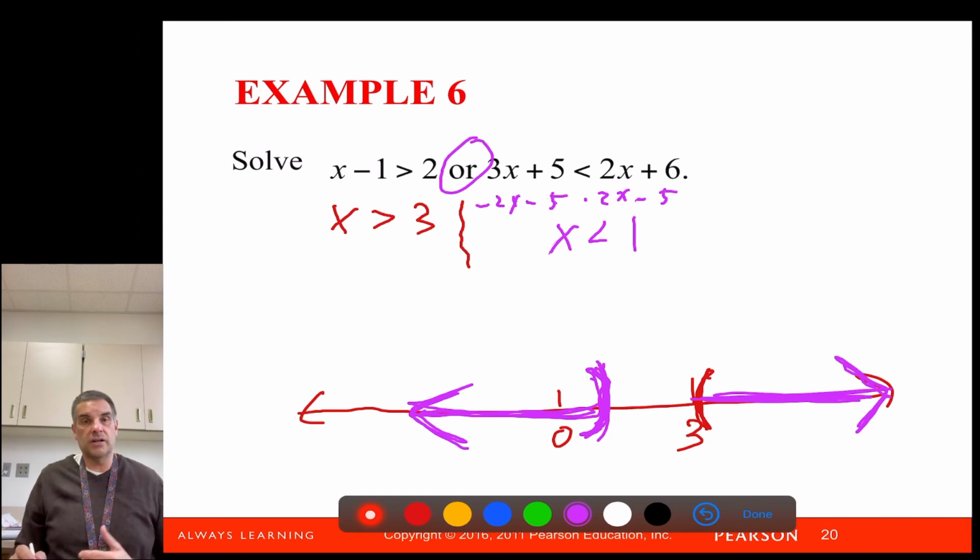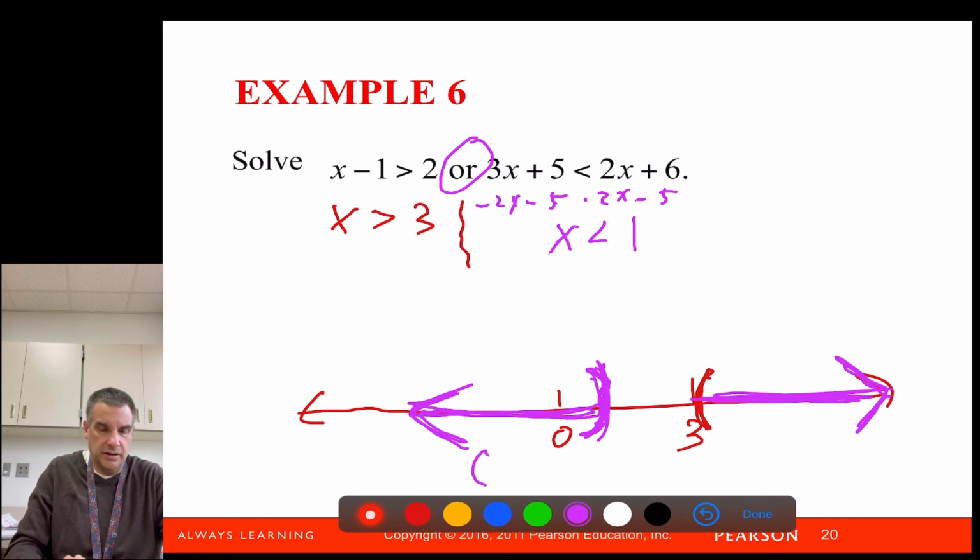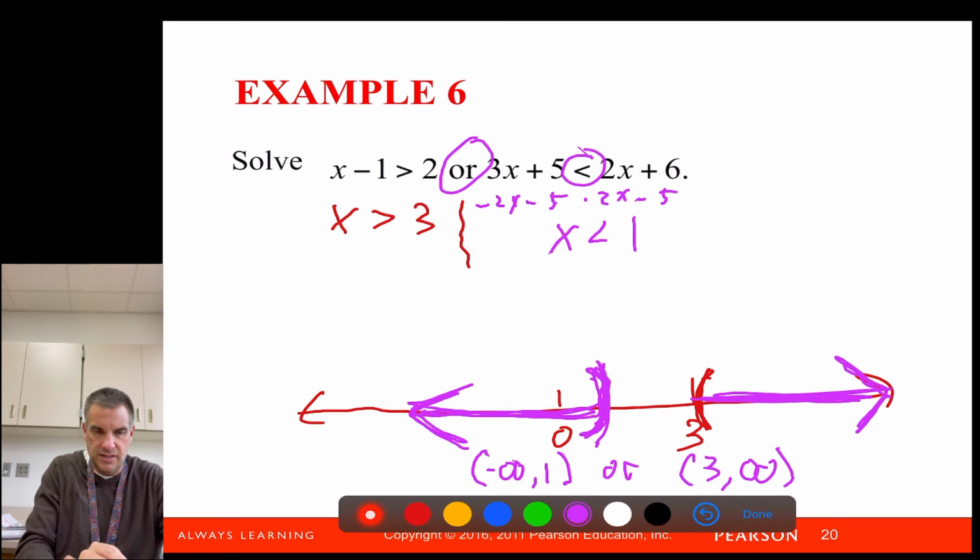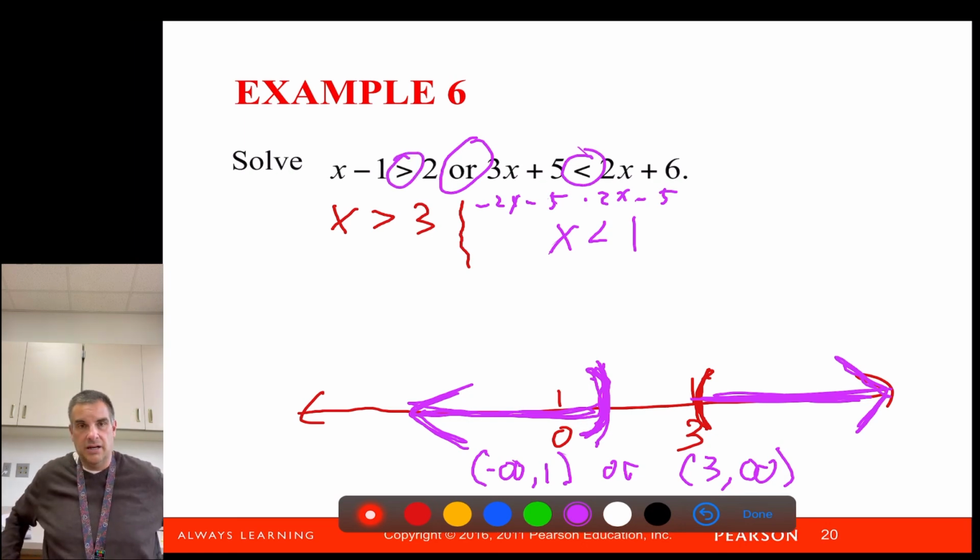So now if you're going to write the interval notation, we've got really two intervals to write here. It either goes from negative infinity to 1, and it's parentheses, or it goes from 3 to infinity. And again, it's parentheses because of this, and it's parentheses on the other end because infinity and negative infinity are always with it. So ors are going to go out, ands are going to go in.